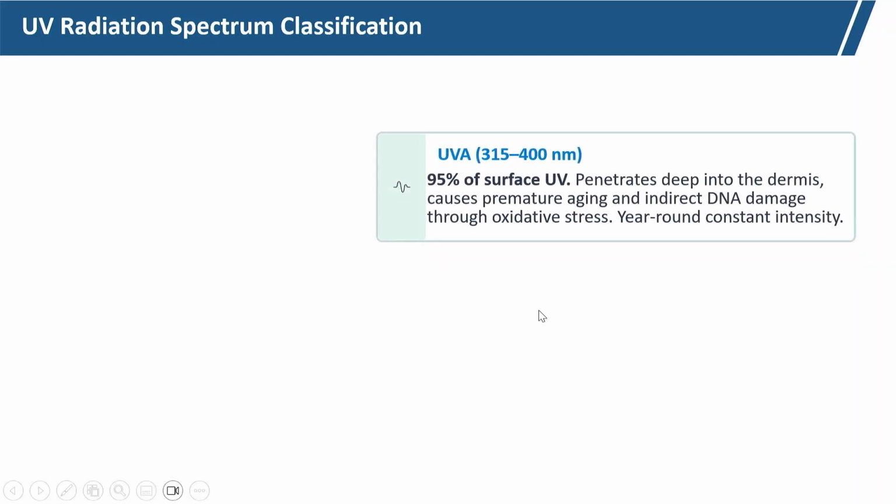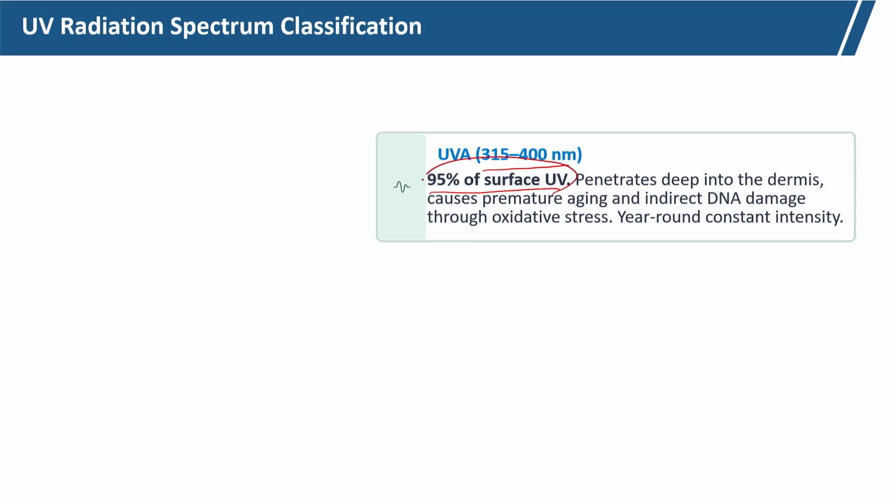Now, let us try to understand the UV spectrum. Different types of UV rays are there. It can be divided broadly into UVA with the wavelength 315 to 400 nanometer, and 95% of UV consists of UVA. So, you can see UVA, UVB, UVC, all these types of classifications are there.